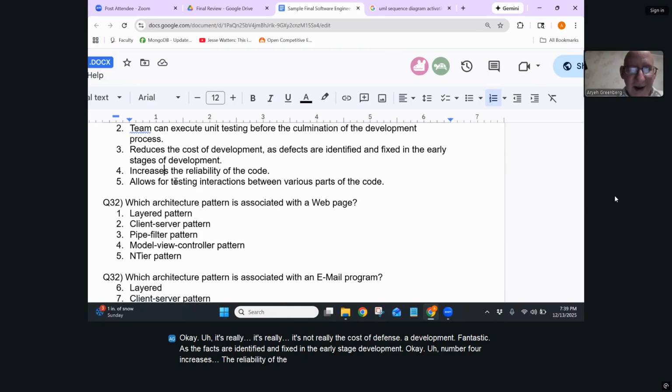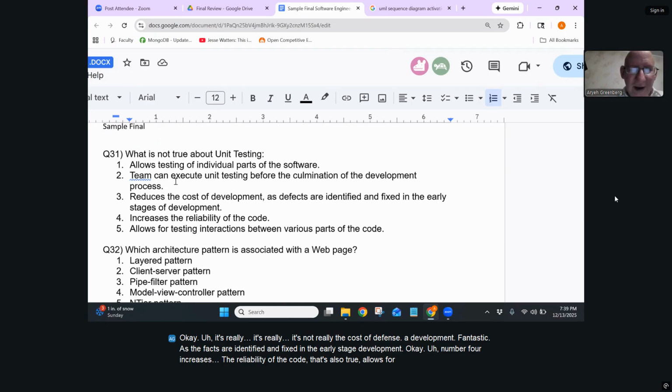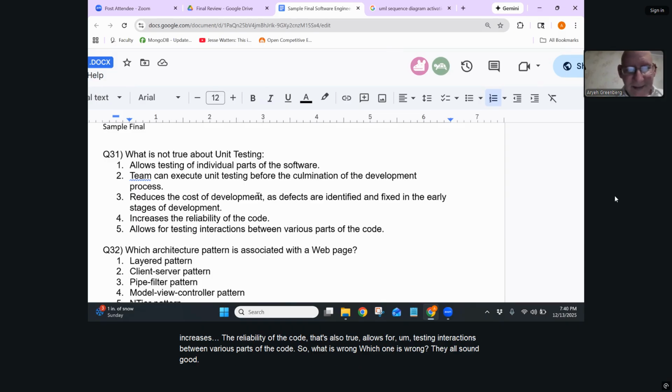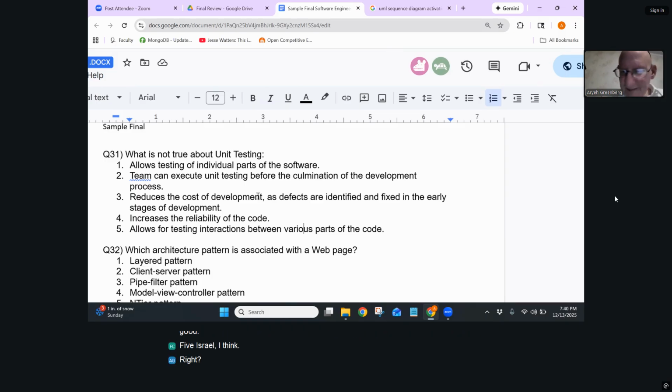That's also true. Number five, allows for testing interaction between various parts of the code. So which one is wrong? They all sound good. Is five wrong? Yeah, that one's wrong. Why? Because unit testing is supposed to be for individual parts of the code. It's not supposed to be for various parts of the code base. Number five is really component testing.